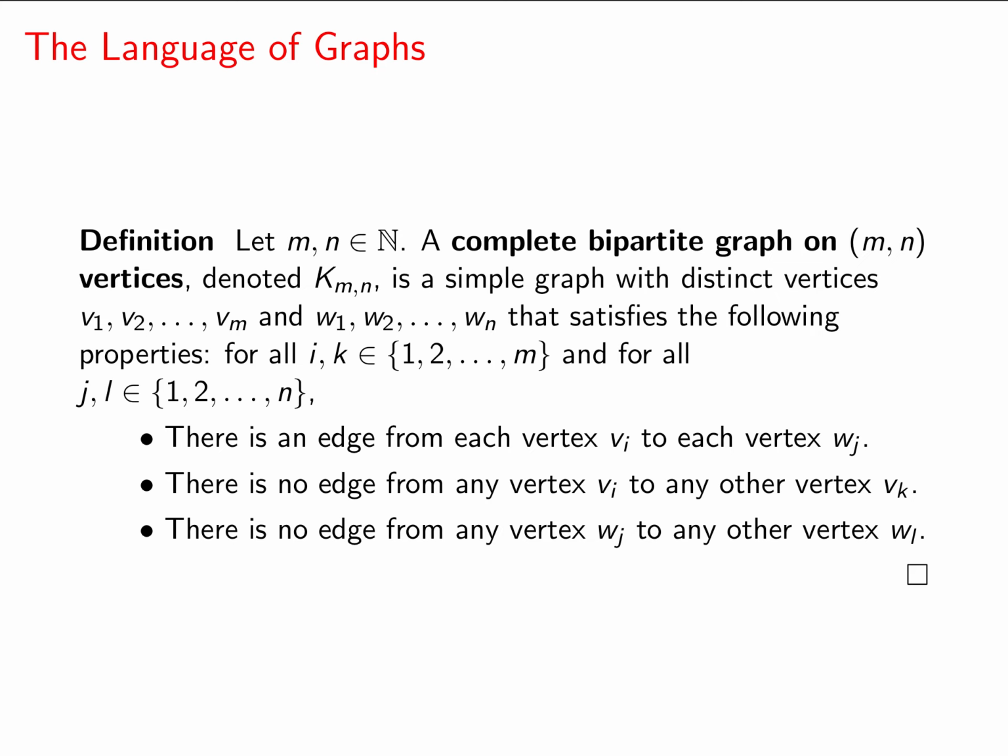For all i and k in the set 1 through m, and for all j and l in the set 1 through n, we get that there is an edge from each vertex vi to each vertex wj, and then there is no edge from any vertex vi to any other vertex vk, and there's also no edge from any vertex wj to any other vertex wl. We'll see this with some pictures in just a moment.